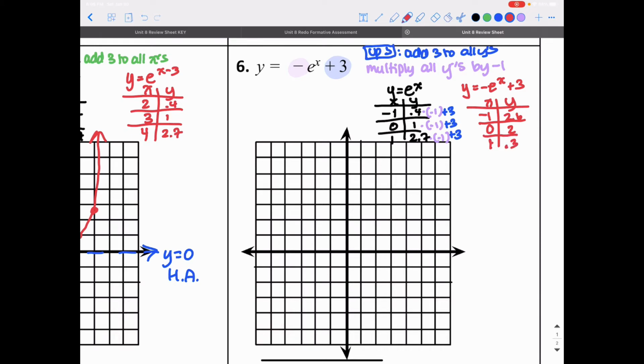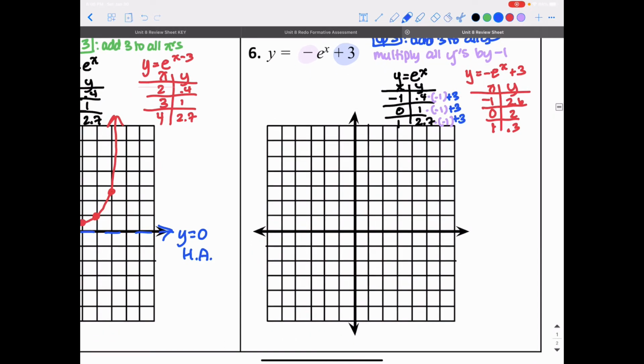I know I have a vertical shift of 3, so I'm moving everything up 3, including the horizontal asymptote, so that's going to be at y is equal to 3. That's my horizontal asymptote, and then I plot these points to make sure I don't touch the horizontal asymptote. So I have -1 and 2.6, I have 0 and 2, and I have 1 and 0.3. And I'm going to connect them, making sure that I'm approaching, but don't touch that horizontal asymptote. And that's my graph.